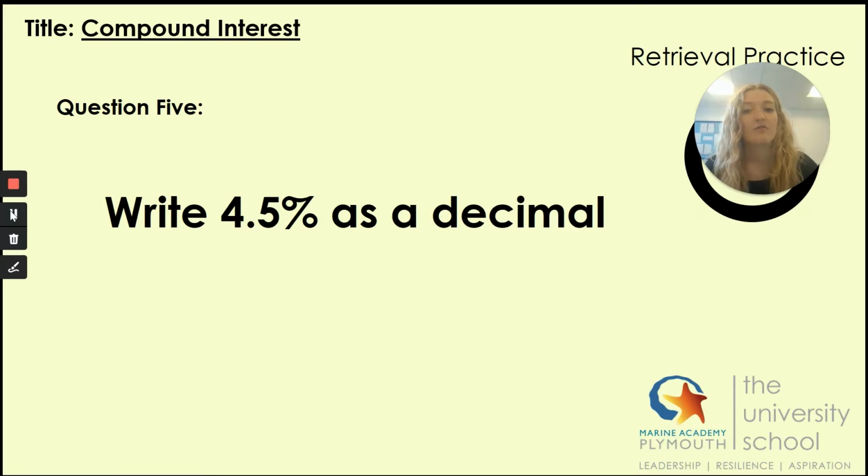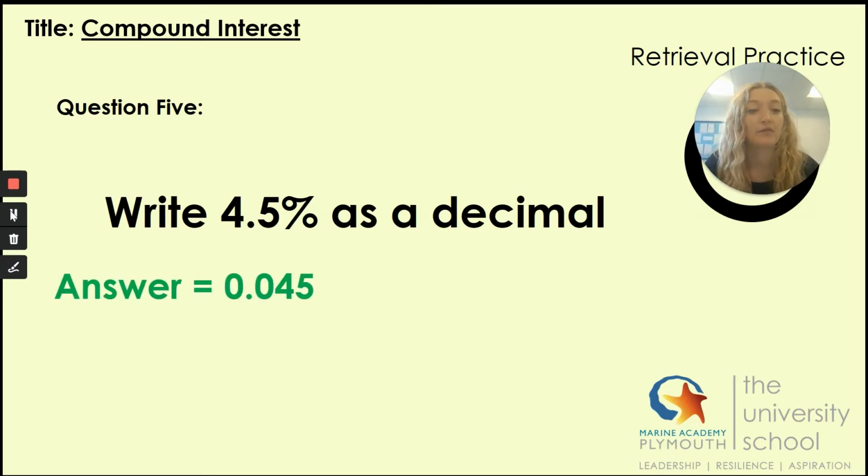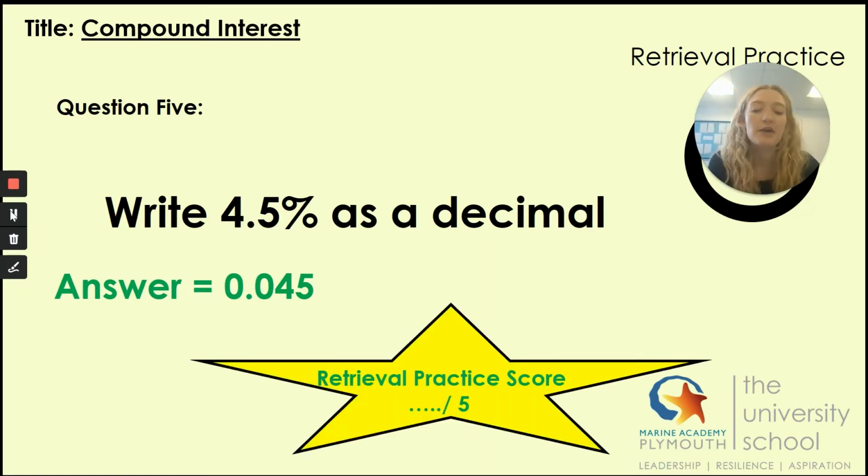Question 5, write 4.5% as a decimal. Okay, and pause. And 3, 2, 1, pen drop, green pen up, and ticking 0.045. Really well done if you got that one there. Okay, good. So can you give yourself a retrieval practice score out of 5 for me then? Some really good work there, guys. Really showing me that you know this information. Fantastic.